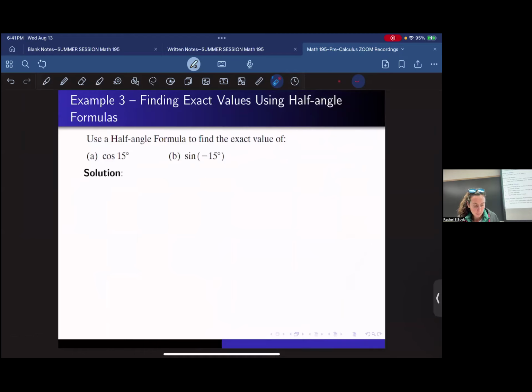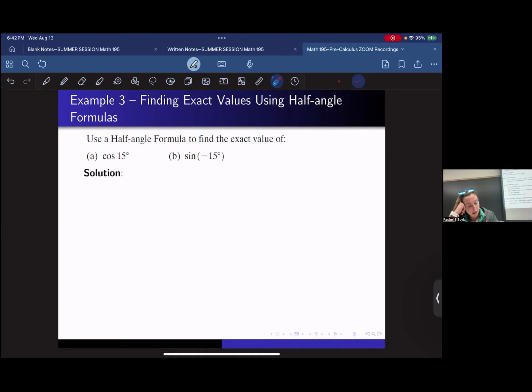Okay. So now we're going to practice our half angle formulas. We have both the cosine and the sine. They're the same formulas. The only difference is underneath the square root, that numerator, you have either 1 minus cosine alpha or 1 plus cosine alpha. If it's 1 minus, then we're dealing with the half angle of sine. If it's 1 plus, then we're dealing with our half angle of cosine.